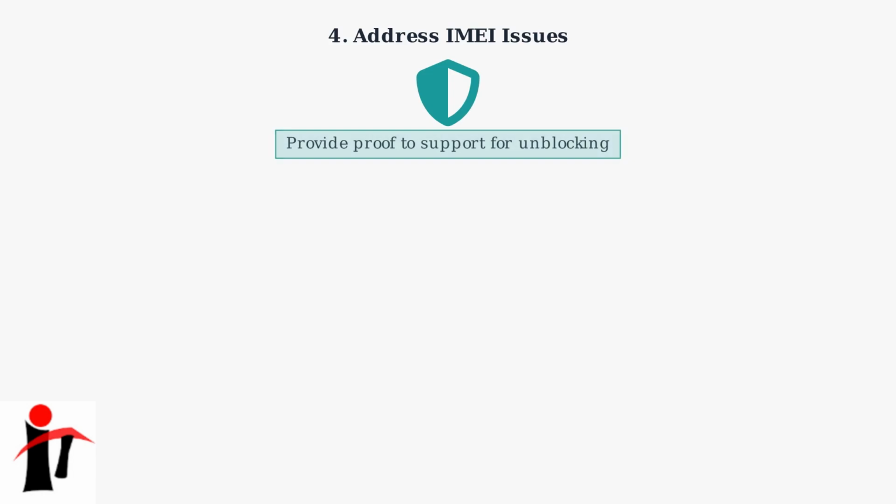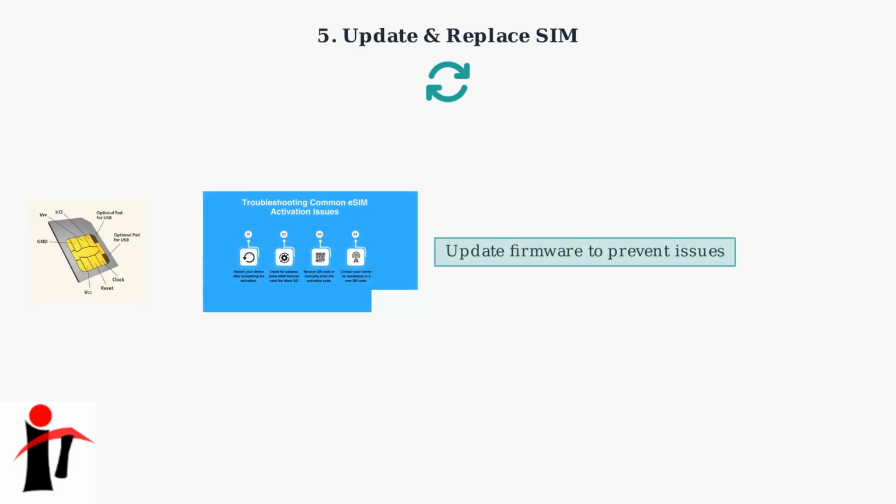For IMEI-related blocks, contact Ultramobile support with proof of purchase and ownership to request unblocking. Keep firmware updated to avoid software problems. If needed, replace the physical SIM or switch to eSIM if supported.